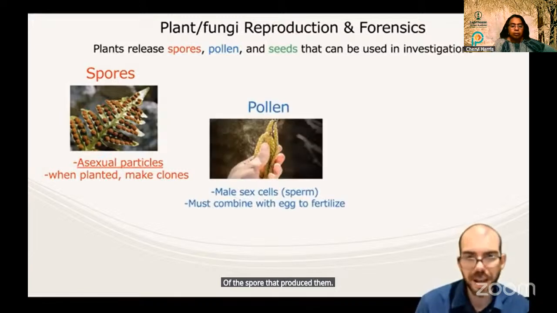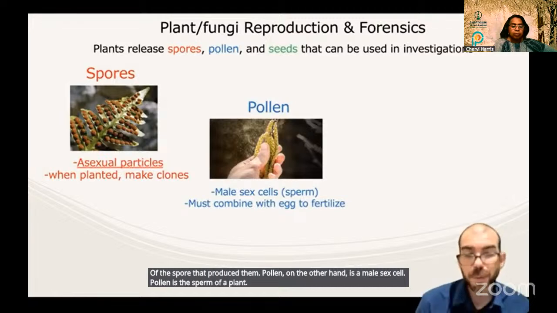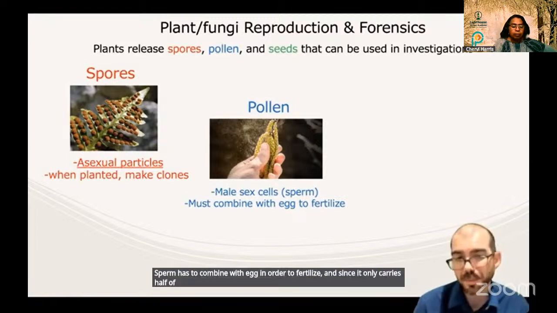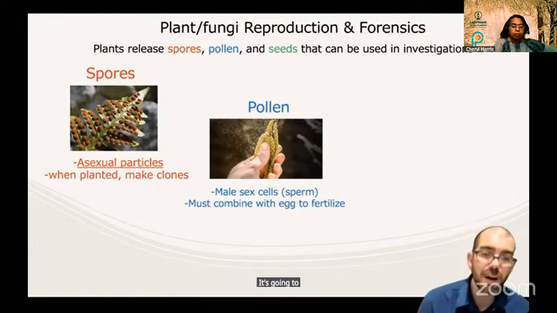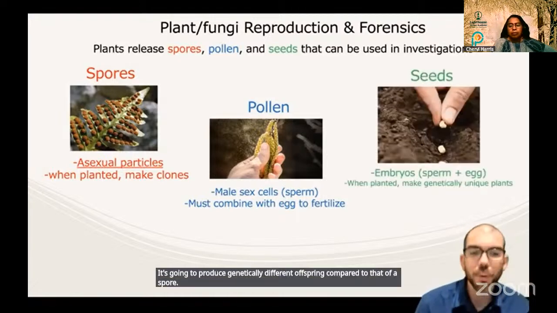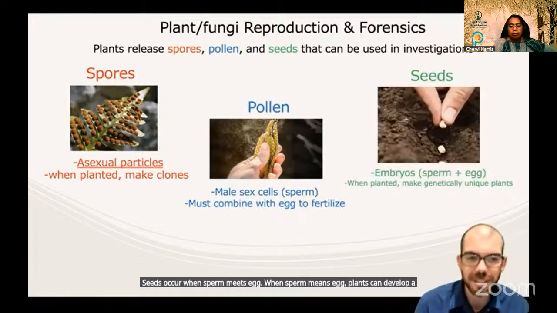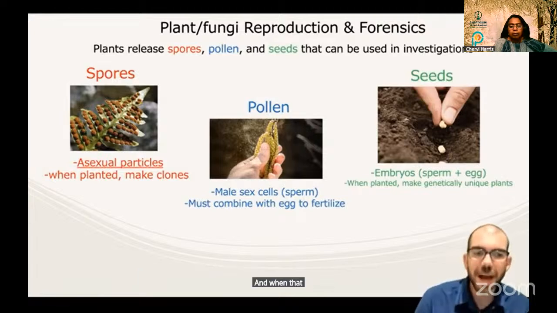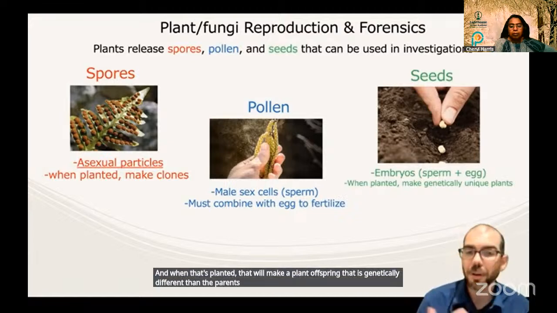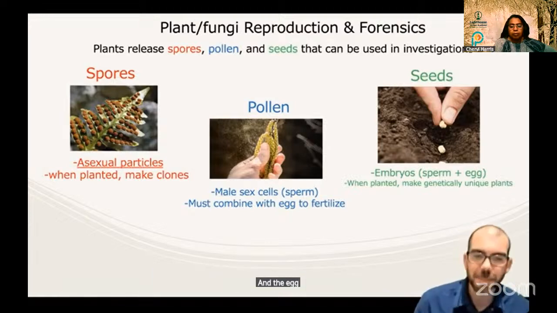Pollen, on the other hand, is a male sex cell. Pollen is the sperm of a plant. Sperm has to combine with egg in order to fertilize, and since it only carries half of its normal genetic material, it's going to produce genetically different offspring compared to that of a spore. Seeds occur when sperm meets egg. When sperm meets egg, plants can develop a protective structure, and when that's planted, that will make a plant offspring that is genetically different than the parents, because the pollen is passing down half of its DNA, and the egg of the female part of the plant is passing down another half.